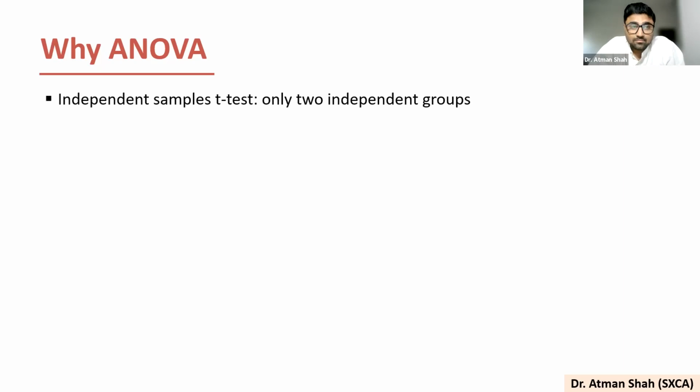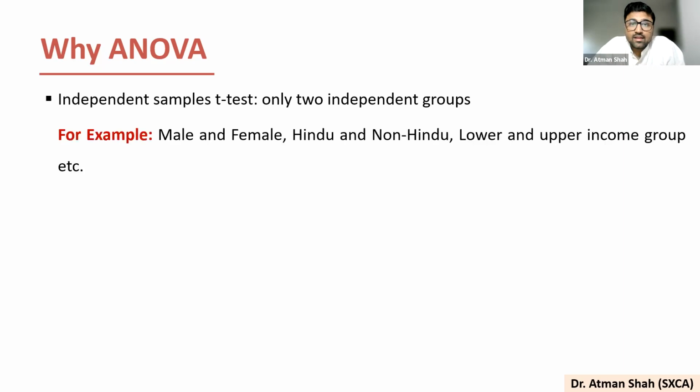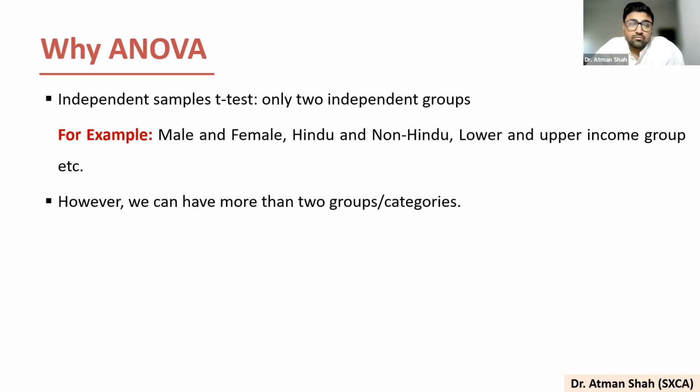Now, why ANOVA? Independent samples t-test is used when we have only two independent groups. For example, male and female, Hindu and non-Hindu, lower and upper income group. But we do have more than two groups or more than two categories in our nominal variable. We have seen that in income, we do have lower, middle, and upper income group. So in that case, we have three categories. Then how to analyze these three independent groups? Now we are talking about only independent groups.